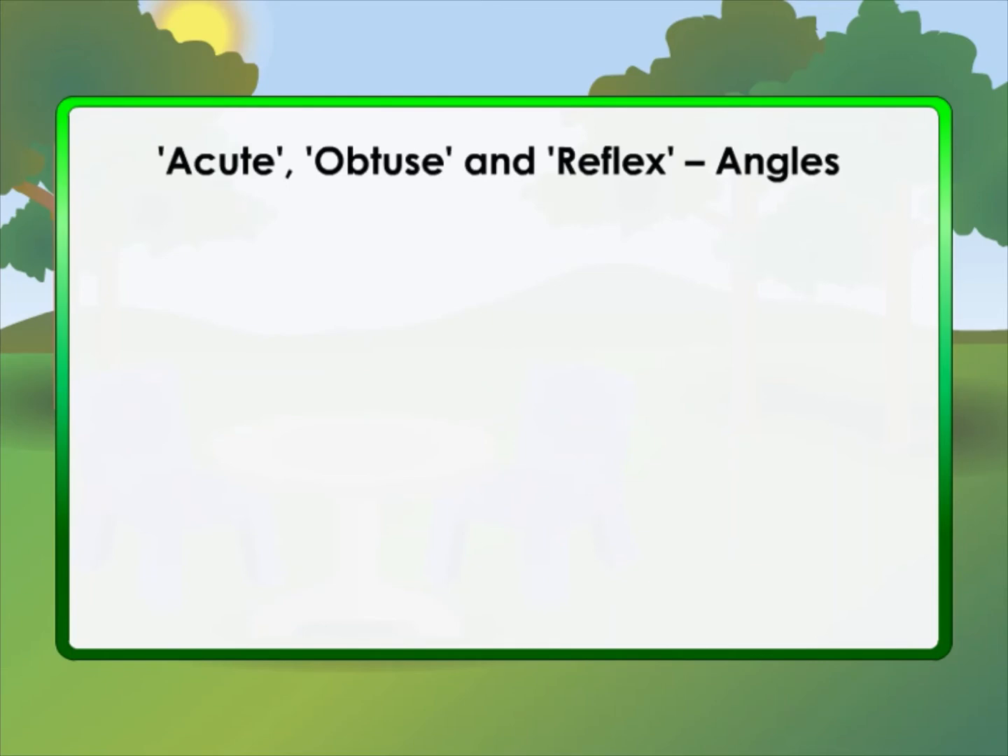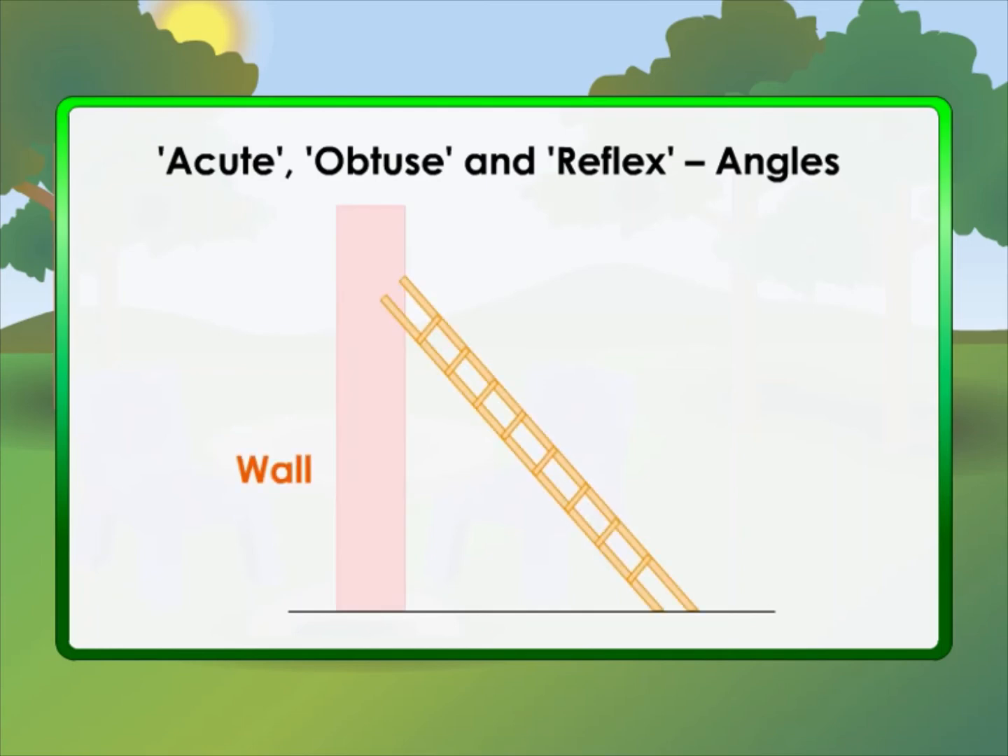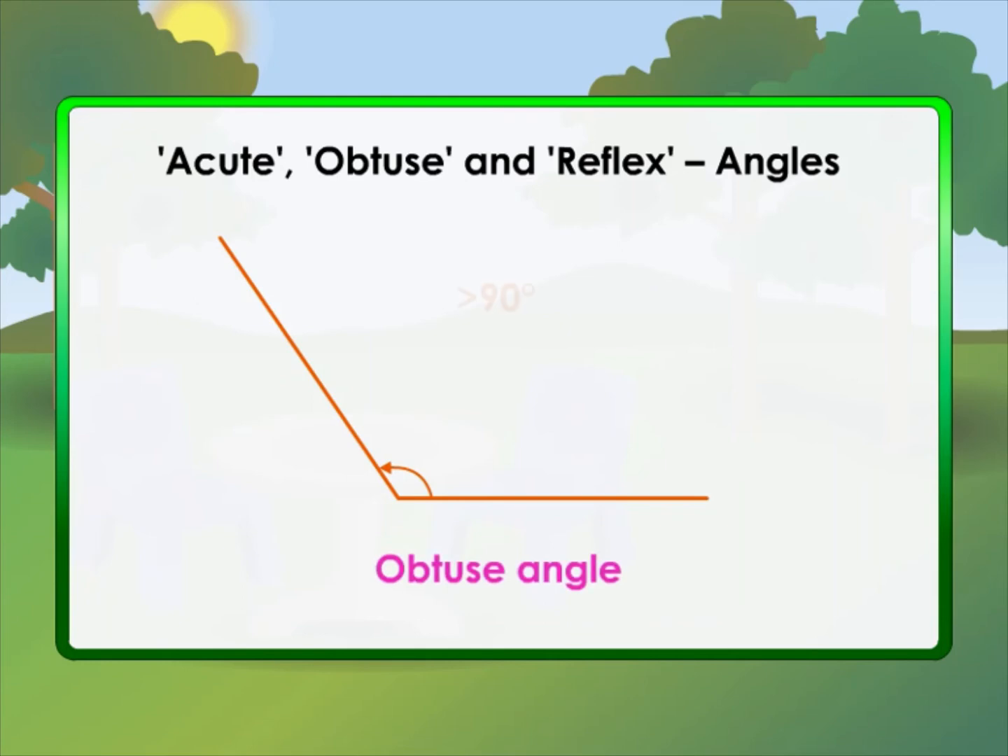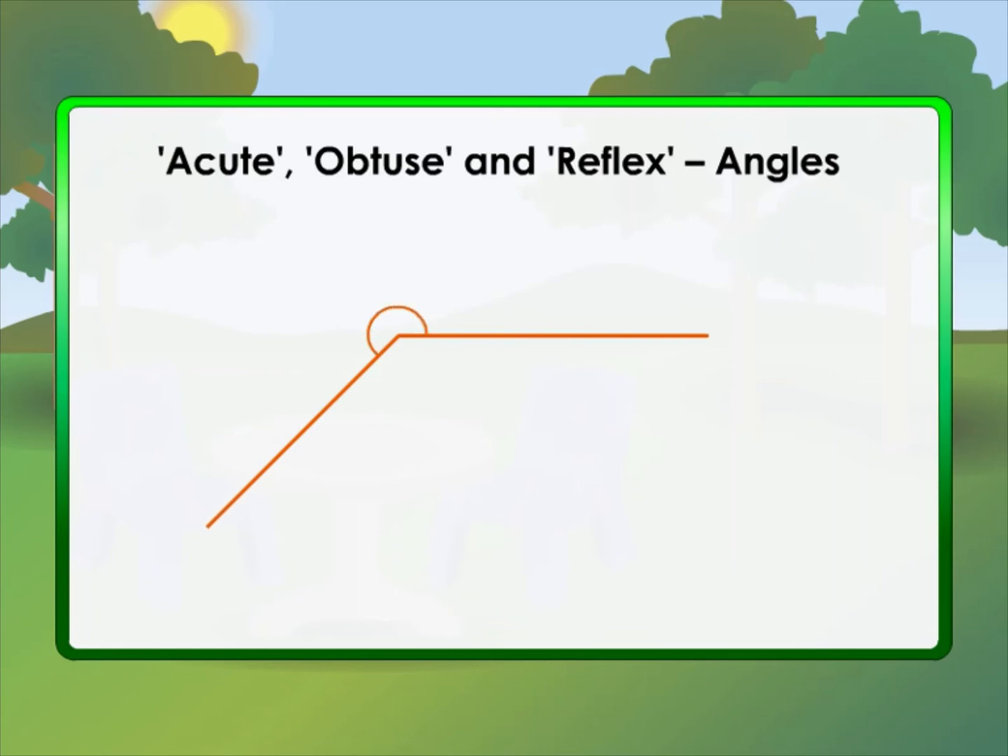Acute, obtuse, and reflex angles. You have learned what is meant by a right angle and a straight angle. However, not all the angles we come across are one of these 2 kinds. Look at the angle made by a ladder with the wall or with the floor. It's neither a right angle nor a straight angle. An angle smaller than a right angle is called an acute angle. If an angle is larger than a right angle but less than a straight angle, it's called an obtuse angle. An angle which is larger than a straight angle is called a reflex angle.